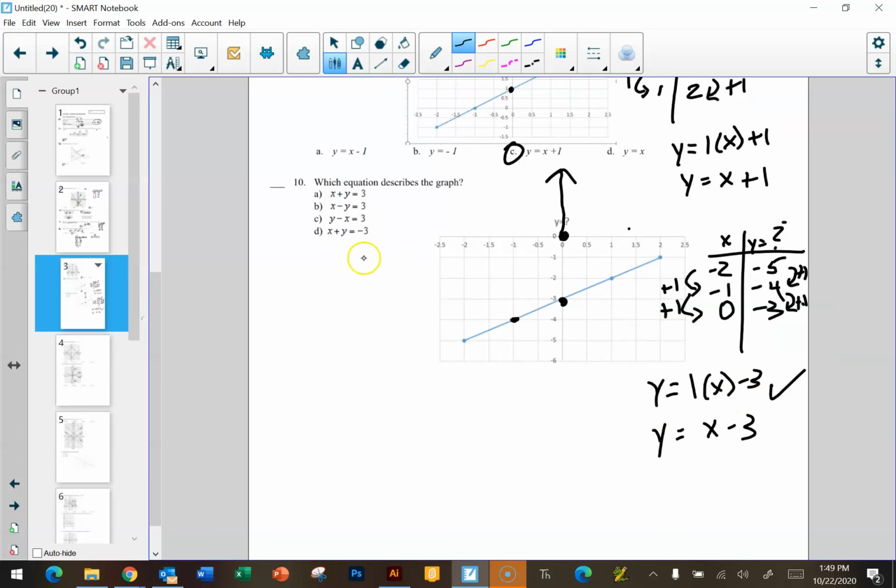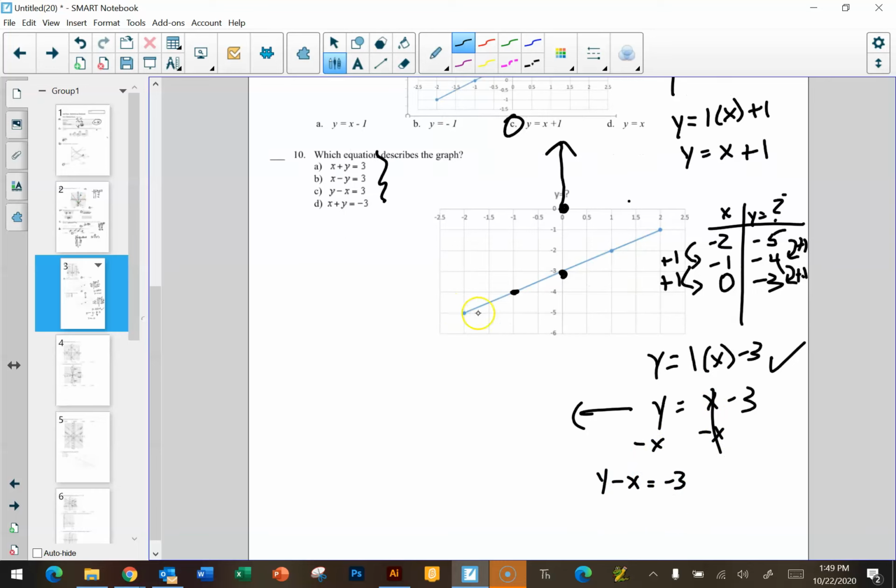You can do this many ways. You could rewrite all of those, or we can just take this one and rewrite it so that the x's and the y's are on the same side. So if we try to get the x to the other side, we've got to subtract x from both sides, right? So this just cancels out, and on the other side, we've got y minus x equals -3. Does that match up with anything? Y minus x equals -3.